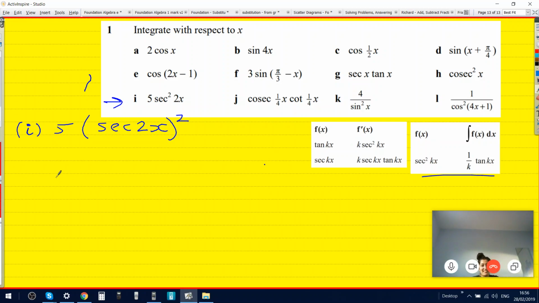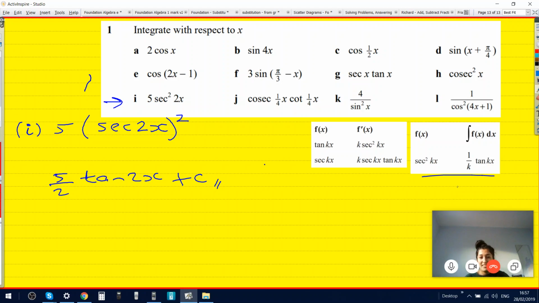Okay. Alright, so what's the answer then? I don't know now. 5 over 2 sec 2x. No, tan 2x. Well, that's ridiculous. But then where does the squared go? Oh, wait, I see that. Squared. Yeah, yeah. That is that. Yeah, okay.